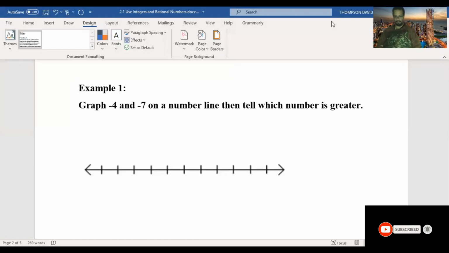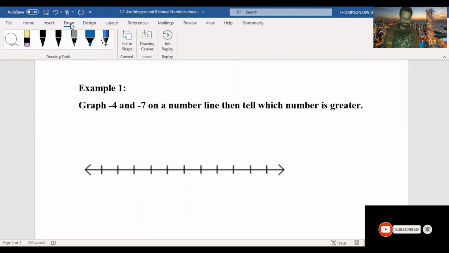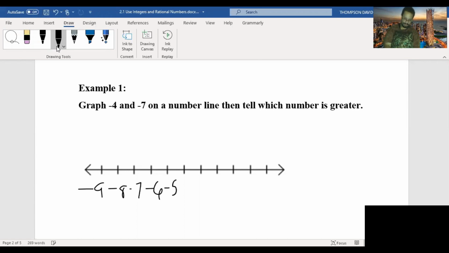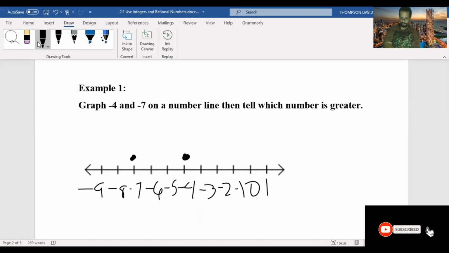Example 1. Graph -4 and -7 on a number line and tell which number is greater. So we have a number line here, so we'll just make plots and we'll mark some numbers on it. We'll start with -9, -8, -7, -6, -5, -4, -3, -2, -1, 0, and 1. So we're going to put a dot above -4, a dot above -7. So we've graphed them. And we'll just write it as an inequality.